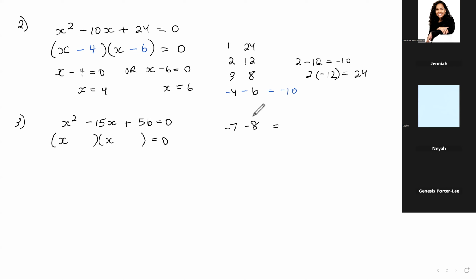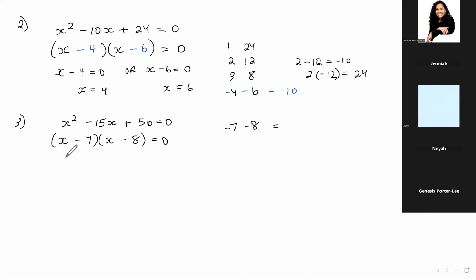Girls, once C is positive and B is negative, the signs of the two numbers will always be negative, because that's the only way to get a positive number when multiplying and a negative number when adding. So once B is negative and C is positive, it's always going to be two negatives. So this would be x take away 7 and x take away 8. Good. Solve it for me, please.